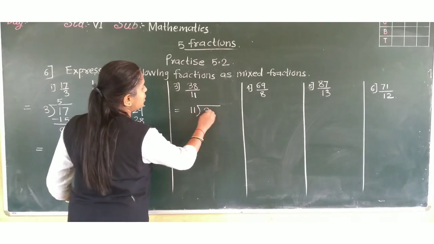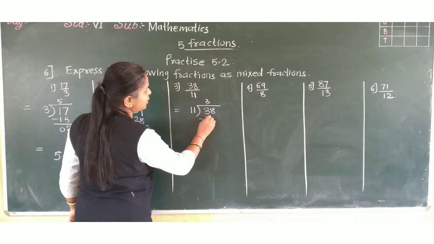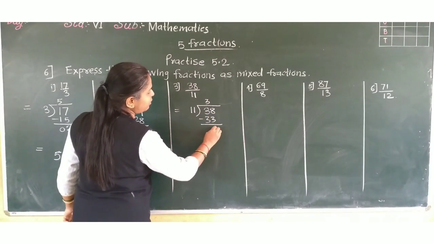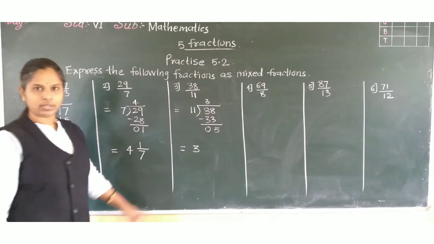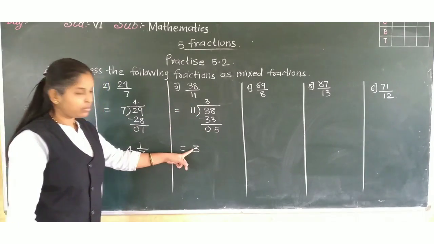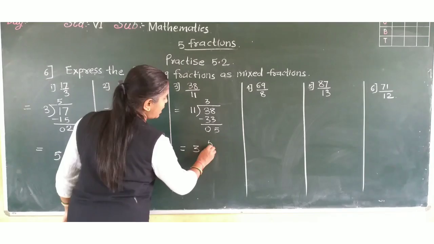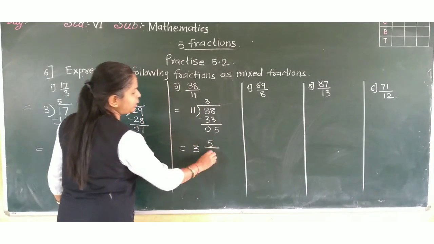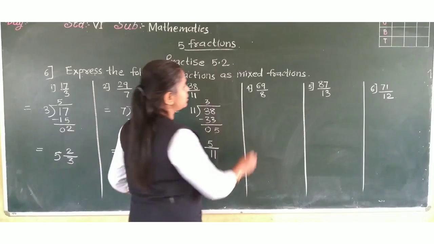38 divided by 11. So, 11 3s are 33. 8 minus 3, 5. So, quotient write 3, the quotient as a whole part, whole number. Then remainder as numerator and denominator 11, same.